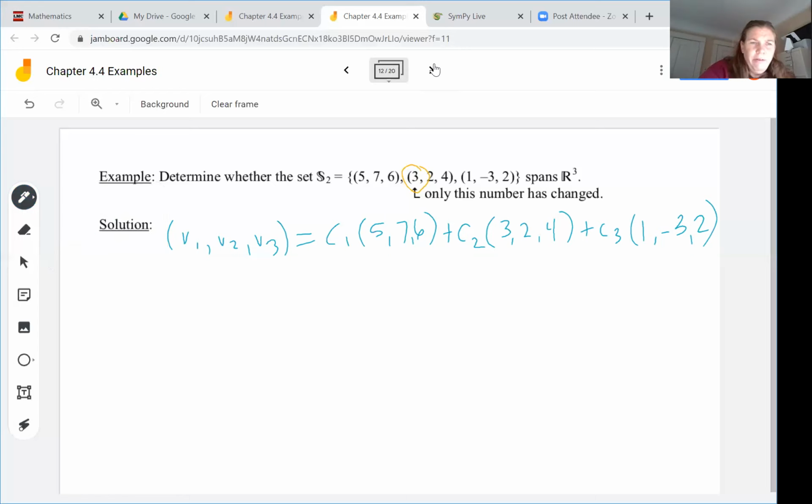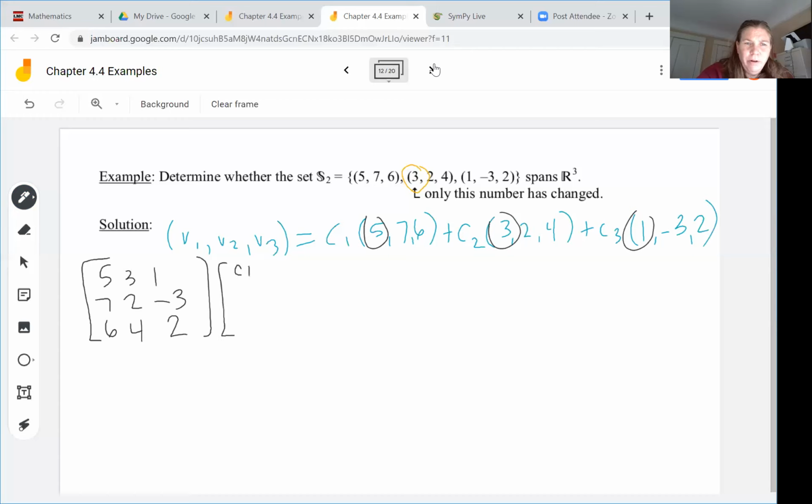We're going to have 5, 3, 1 in the top row, pulling these elements from the first components. In our coefficient matrix, we're going to have 7, 2, and negative 3, pulling the values from the second position. And in the third row, we're going to have 6, 4, and 2. That's going to get multiplied by our scalars c1, c2, c3, and that's going to equal our v1, v2, v3.